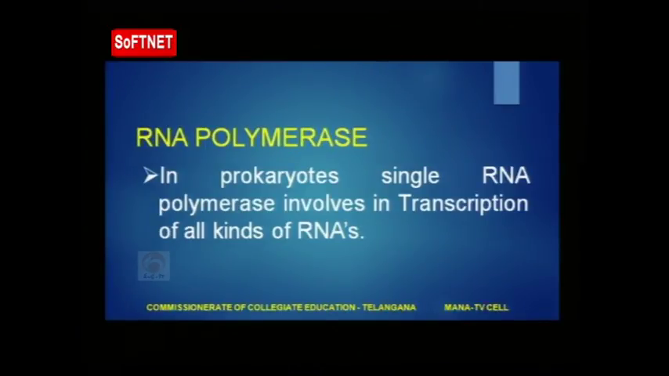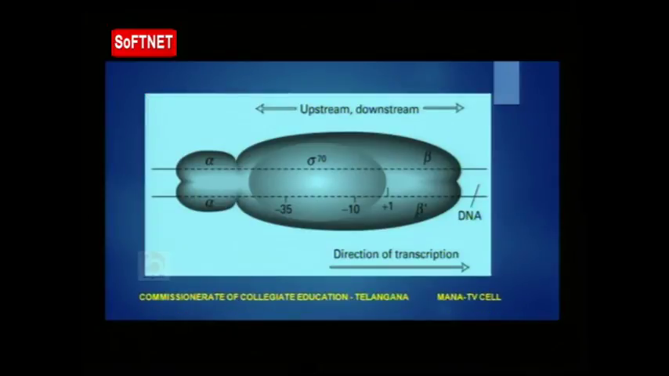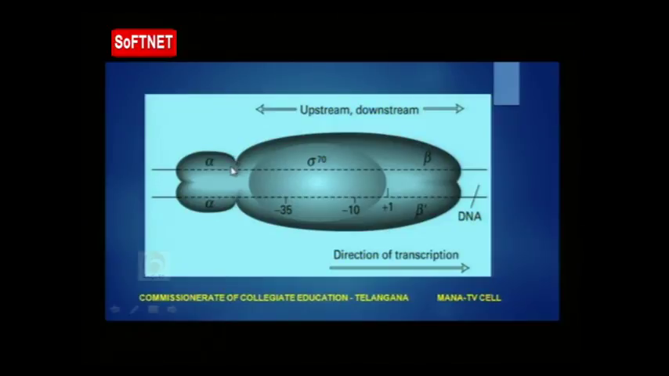So here it directly initiates the polynucleotide chain synthesis. And next, how this RNA polymerase is assembled. This RNA polymerase is composed of the subunits 2 alpha, beta, beta prime and sigma subunits. Here you can see the structure of RNA polymerase. It is composed of 2 alpha subunits, 1 beta and beta prime subunits.